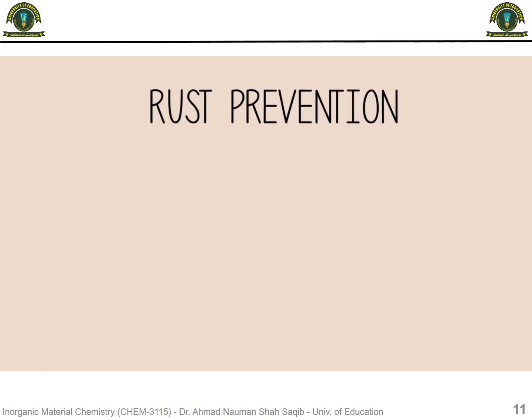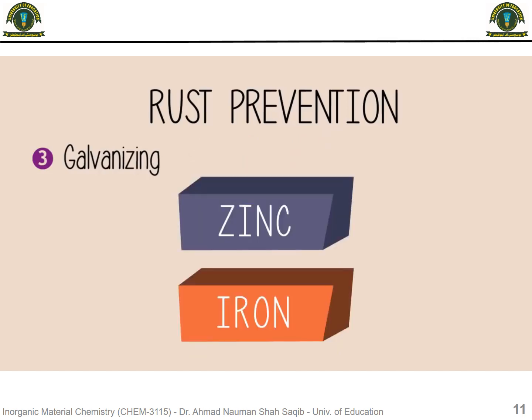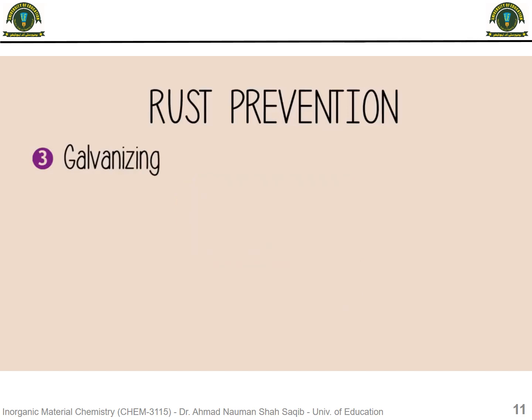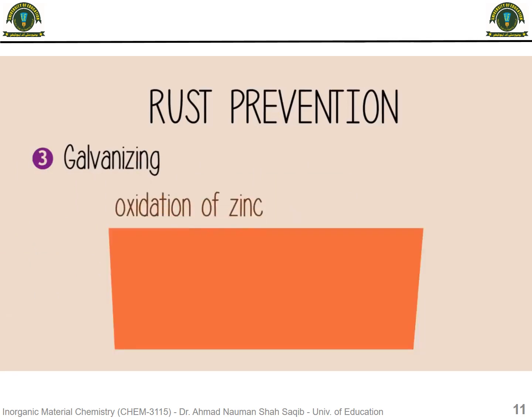Another way to prevent rusting is a sacrificial protection method called galvanizing. Have a look at this reactivity table. Zinc is more reactive than iron. When exposed to oxygen and moisture, zinc will corrode faster than iron. So if we put them together, zinc protects iron but sacrifices itself, hence the term sacrificial protection. This method is applied to prevent rusting on ships. The oxidation of zinc can be described using the following equation.